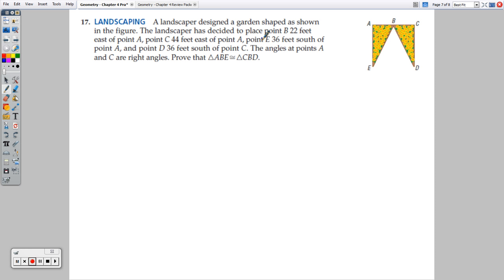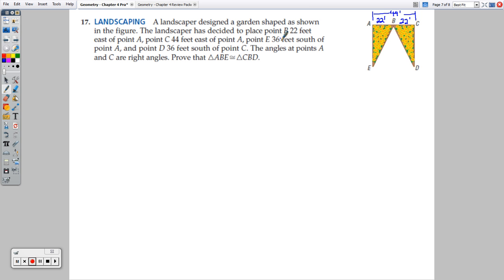So a landscaper designed a garden shaped as shown in the figure. The landscaper has decided to place point B 22 feet east of point A, so that means this would be 22 feet right there. Point C is 44 feet east of point A. So if that's 22 east of point A, that means the whole thing's 44. That means this one would also have to be 22. So the whole thing right here, here to here, is 44 feet. Then you'd have 22 left over right there.